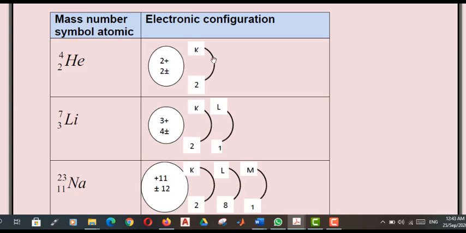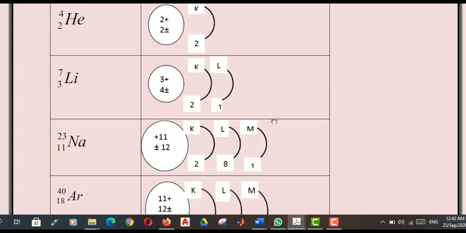Okay, to distribute the number of electrons in the energy levels, we do this. First, we draw the first energy level, which is called K. We have how many electrons? 2. The first energy level K takes the 2 electrons. Let's see the next example.